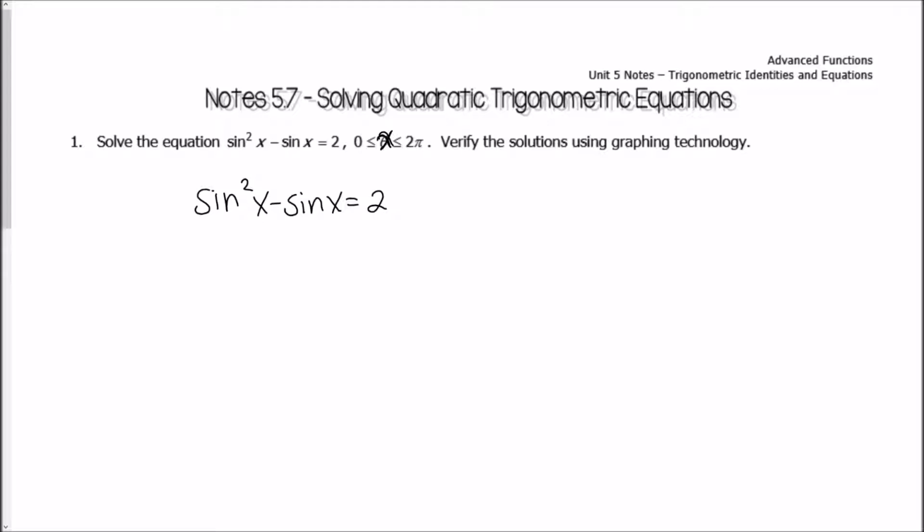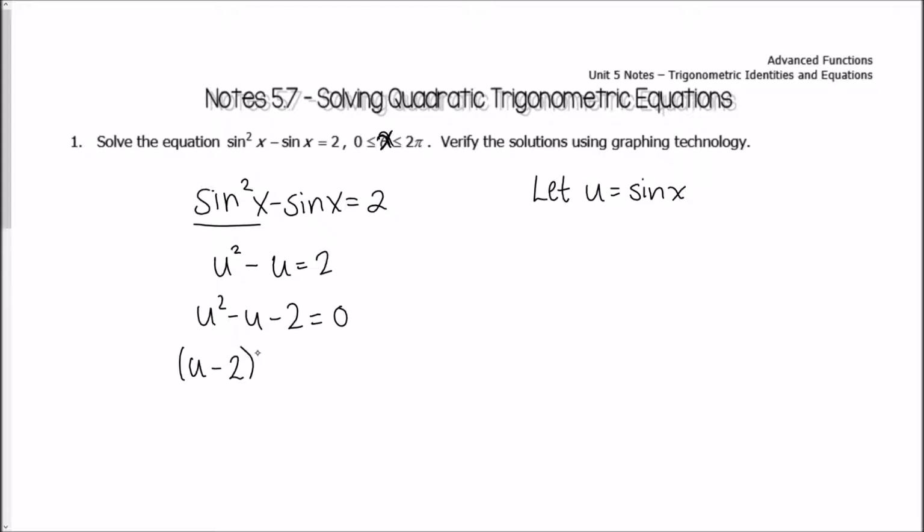So the first thing I want you guys to notice is that it might be easier to let u equal sine of x, because if I let u be sine of x, then this just turns into u squared minus u equals 2. And that's nice and easy to solve because it's a quadratic. Get everything on one side, and then all I need to do is factor. So I get u minus 2 times u plus 1 equals 0. So that means that u equals 2 or u equals negative 1.